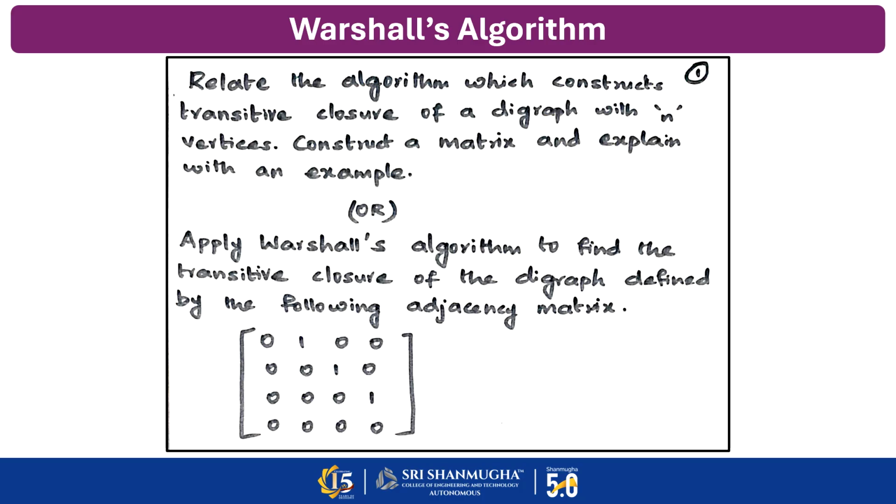Okay. So the common examples of this dynamic programming approach are computing a binomial coefficient, Warshall's algorithm, Floyd's algorithm, optimal binary search tree. Likewise, we have several. So in this video, we are going to see about Warshall's algorithm.